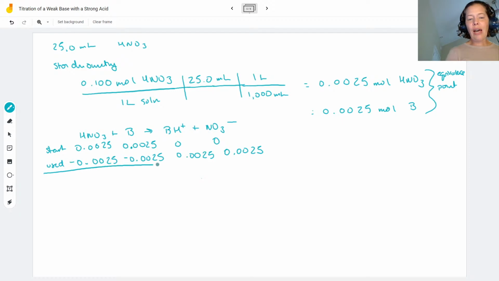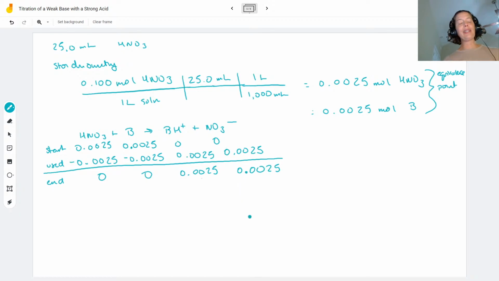All right, so how much do I have at the end of my stoichiometry? I don't have any more nitric acid. I have no more base, but I do have some protonated base, and I do have some nitrate. But remember, like we discussed last time, nitrate is just a spectator ion. I really don't care about that. For my equilibrium, I care about my protonated base because that is a weak acid in solution. It is in equilibrium, and I need to take that into account to calculate the pH.